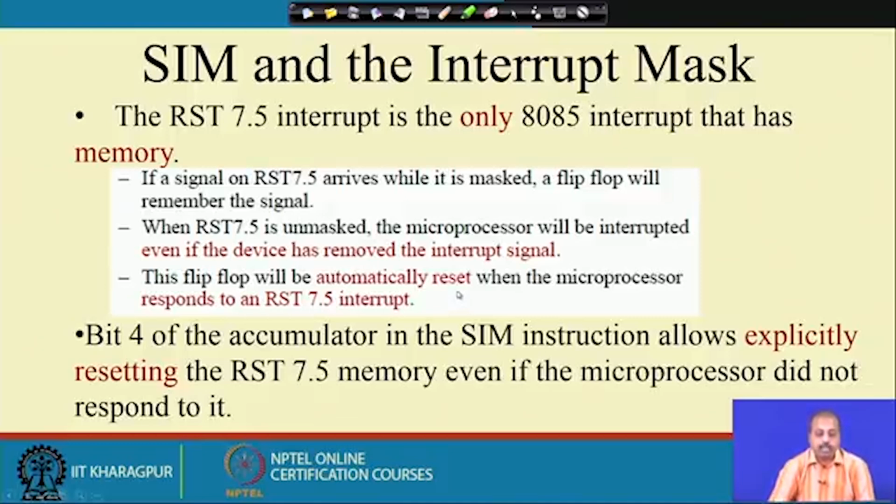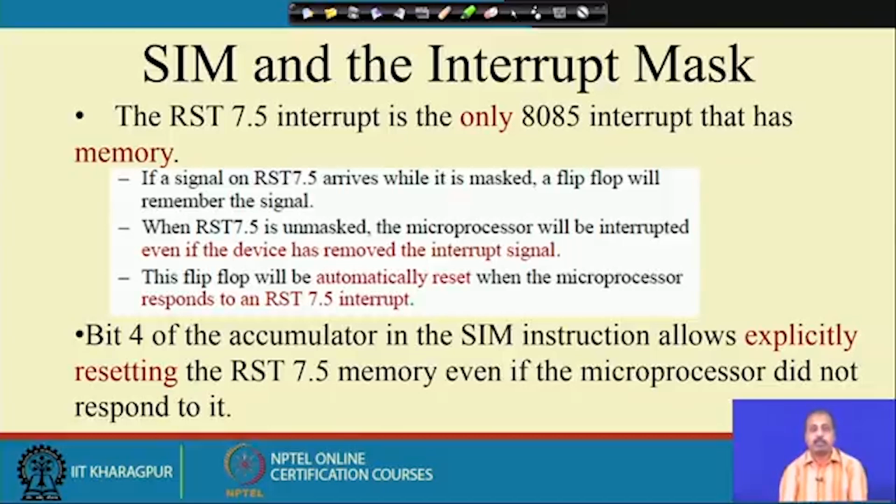Now, this RST 7.5 is the only interrupt that has memory. As I was telling, it has a flip flop, R 7.5, for latching the occurrence of that interrupt. If a signal on RST 7.5 arrives while it is masked, the flip flop will remember the signal. It might be that RST 7.5 is currently masked off, but still if the interrupt occurs, that flip flop value will be set to 1.